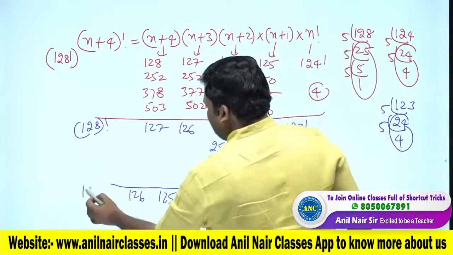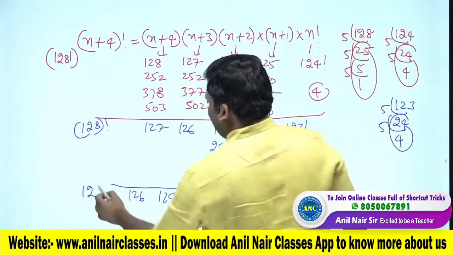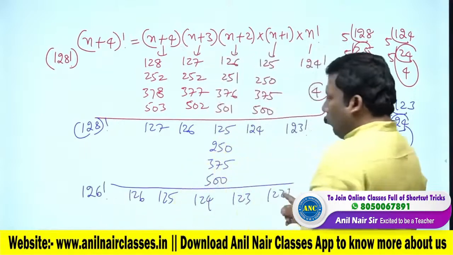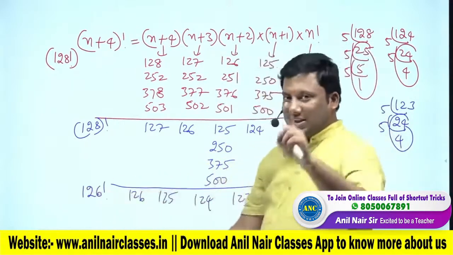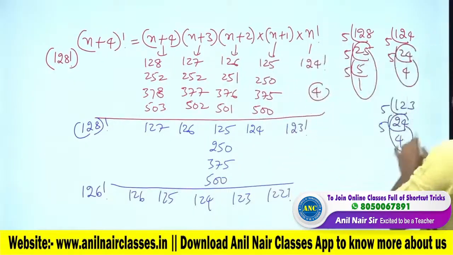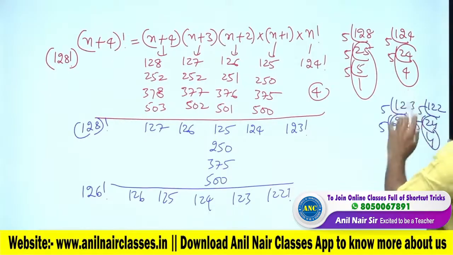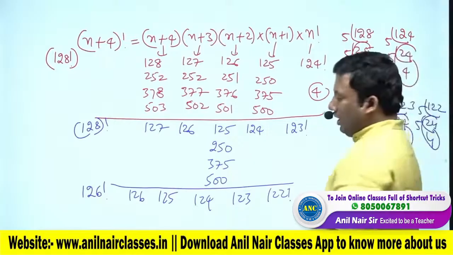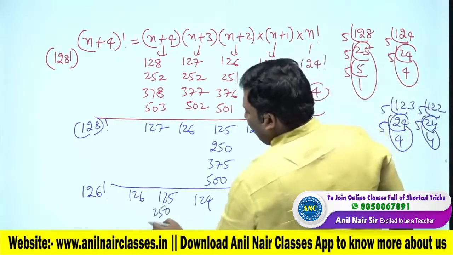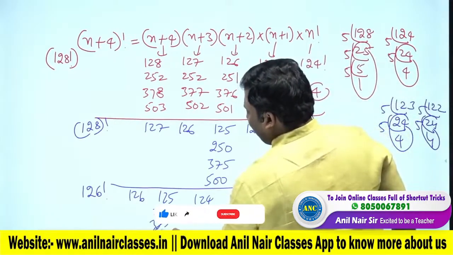Again it is 126 factorial. 122 to 126. 122 will be... anyway, 123, the number of zeros will be the same. Again it will be 3. I hope it is clear. So this will be 250, 375, 500.